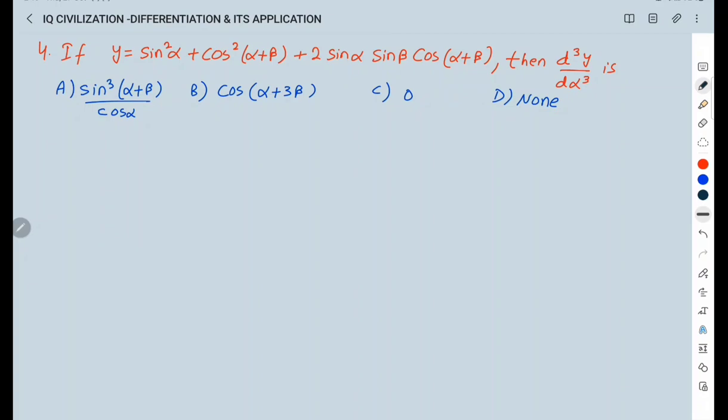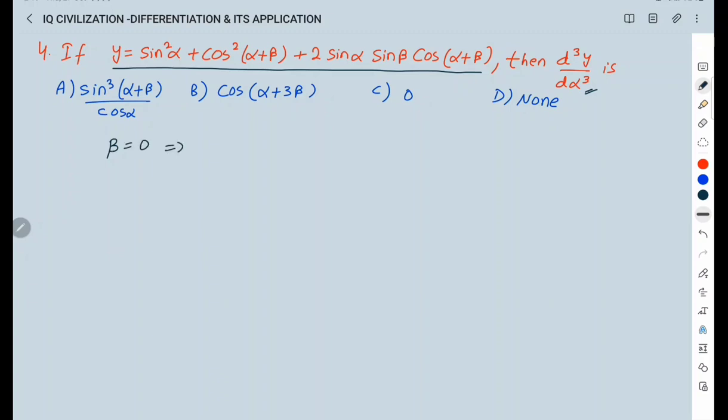Here is the next question. If y is equal to sine square alpha plus cos square alpha plus beta plus 2 sine alpha sine beta cos of alpha plus beta. See, when I see this question, don't get confused like it is some kind of big problem. Here it is very easy and very short. We need to find the third order derivative. So I'll put this beta value as 0.